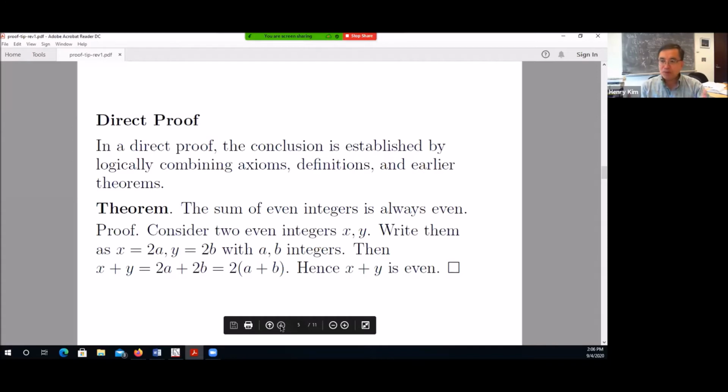So for example, theorem: the sum of even integers is always even. The proof goes as follows. Consider two even integers x, y. Write them as x equals 2a, y equals 2b, with a, b integers. Then x plus y becomes even.